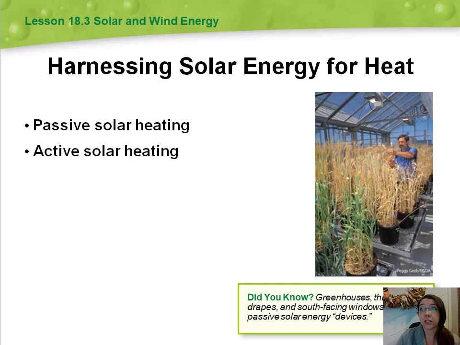When we use the sunlight directly as a source of energy, without involving mechanical or electrical devices, we are using passive solar energy collection. This is the most common way that we harness solar energy. In contrast, active solar energy collection uses technology to focus, move, and store solar energy.